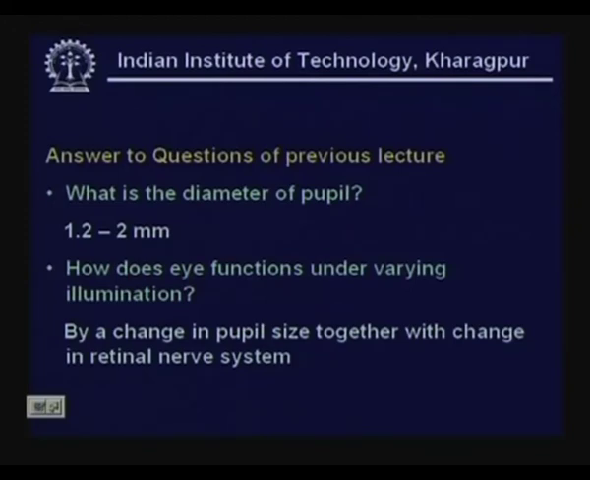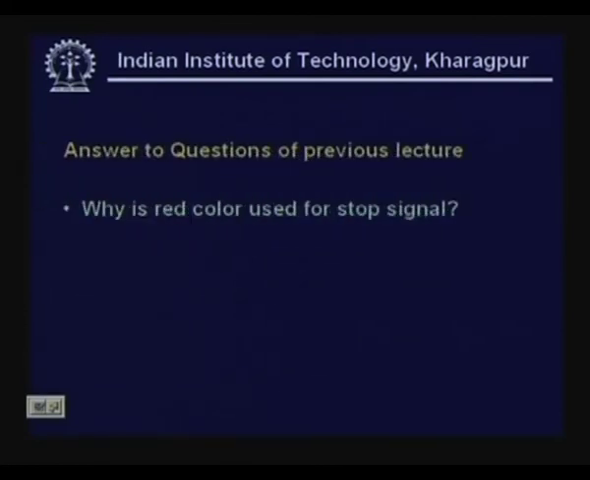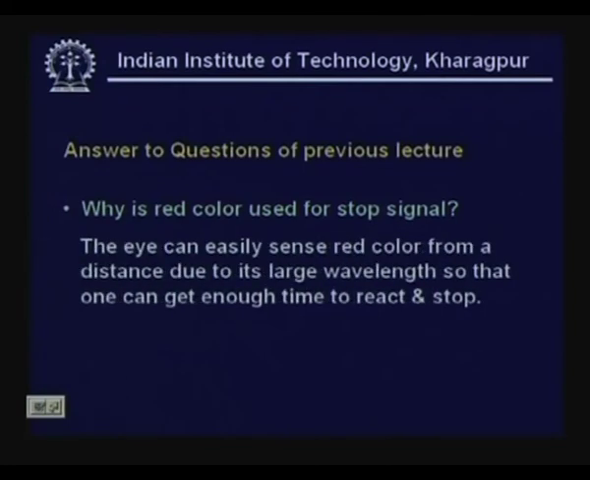It must be mentioned that here the ciliary muscles are the ones which help in changing the pupil size. And why is red color used for the stop signal? The eye can easily sense red color from a distance due to its large wavelength, so that one gets enough time to react and stop.